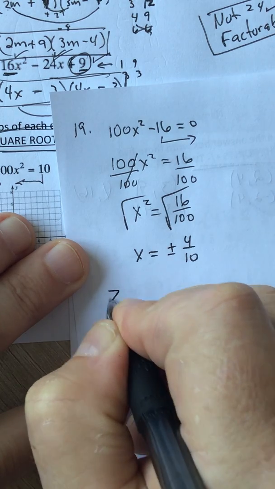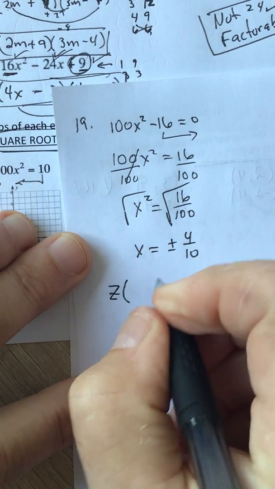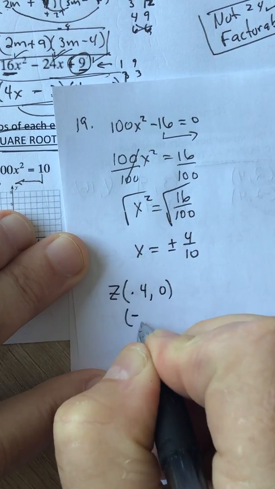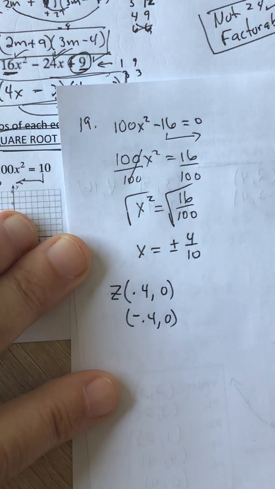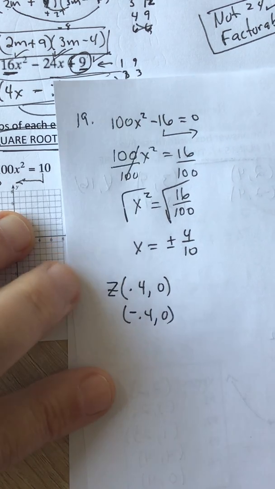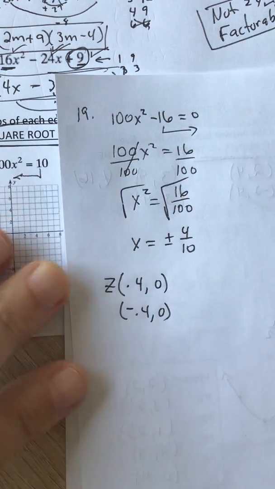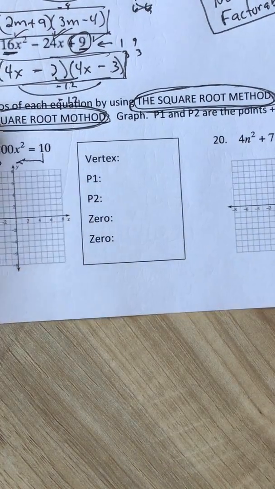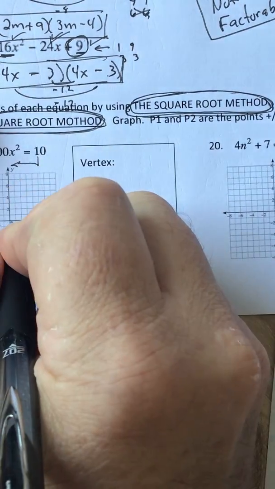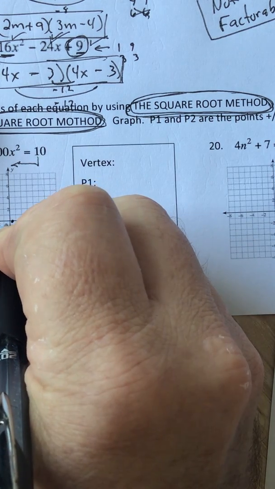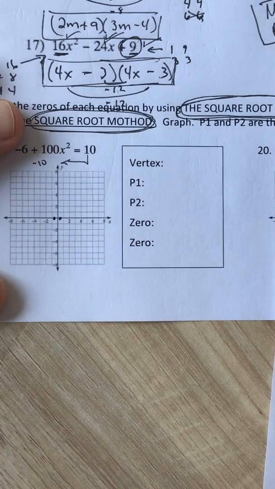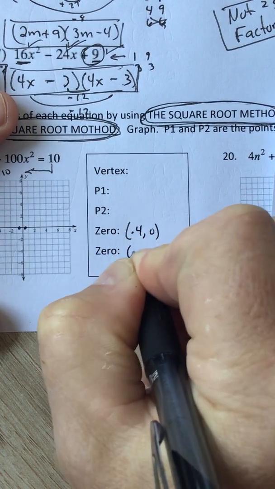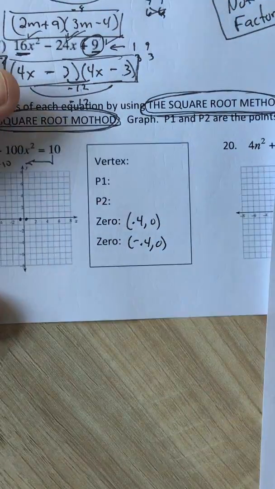That means one of the zeros, I'll put a z for zero. That means the x is over 4/10, up 0, and left 4/10, up 0. Those are the two zeros. Now to find the vertex, so those are the zeros. We already have the 0. You can actually plot those if we wanted to. 0.40 and negative 0.40, they're right there. We have those.